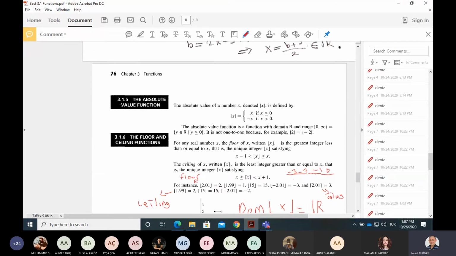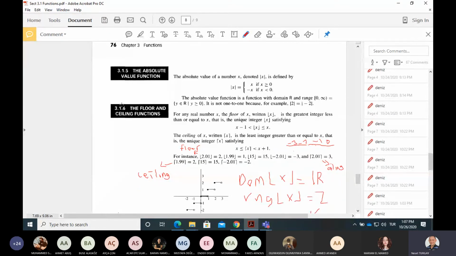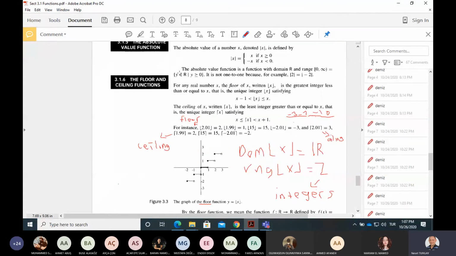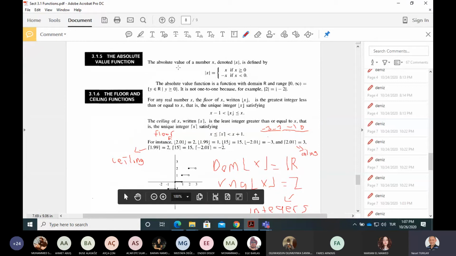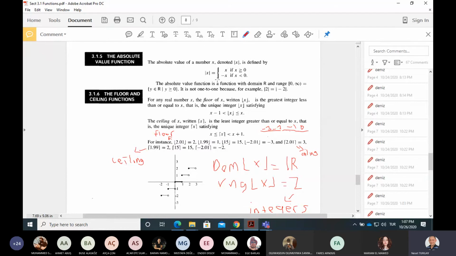Now, I would like to go on with special functions. I am sure that in calculus at least you solved these ones. The absolute value of a number x is defined like this: if x is less than 0, then |x| is equal to minus x. If x is bigger than or equal to 0, then it is x. The absolute value function is a function with domain R and range from 0 to infinity. You can write this also as: y, from real numbers, y is bigger than or equal to 0.